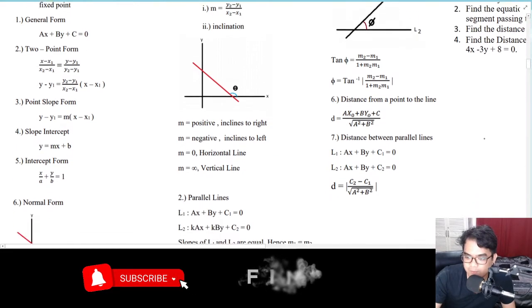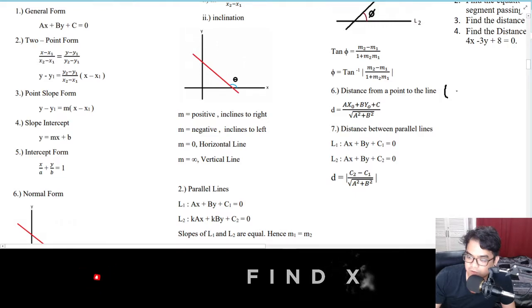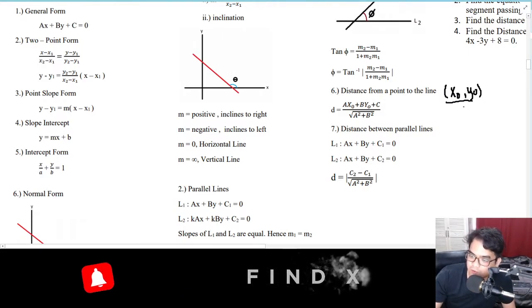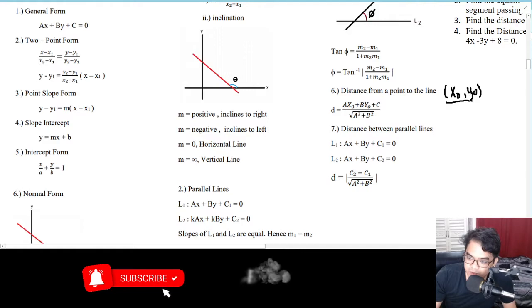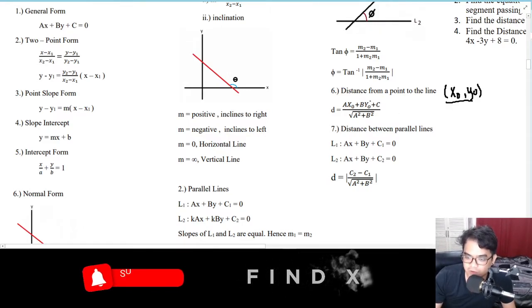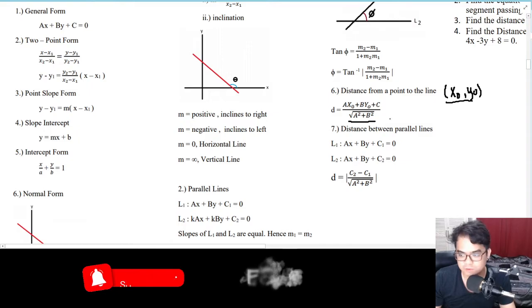Distance from a point to a line. This is really easy. Let's say you are given a point (xo, yo), and you are asked to find the distance of this point to a line. If you have a given line, all you have to do is substitute the values of xo and yo for x and y respectively, and then divide all over the square root of a squared plus b squared. That's it.